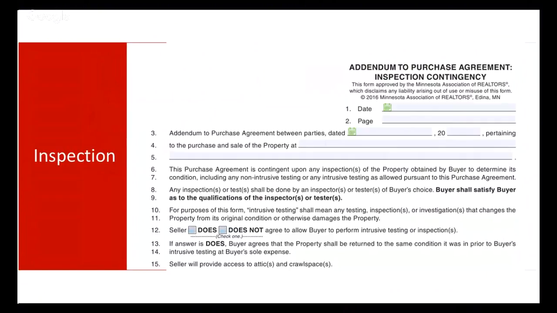So if we're going to go poking holes and testing for stuff, and the seller says it's okay, well, the buyer then needs to understand that we're going to go ahead and repair the property back to where it was at the buyer's expense. So why would you usually check off does not agree? Because typically in a normal home inspection, they don't conduct intrusive testing.